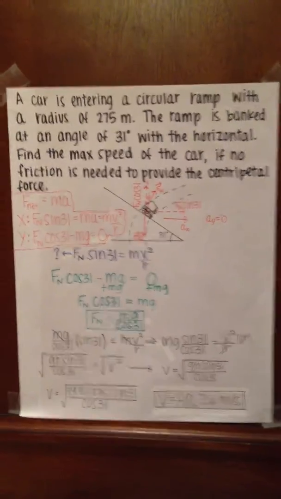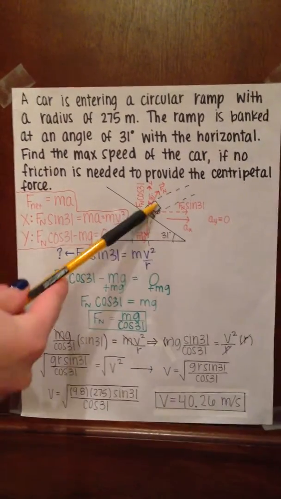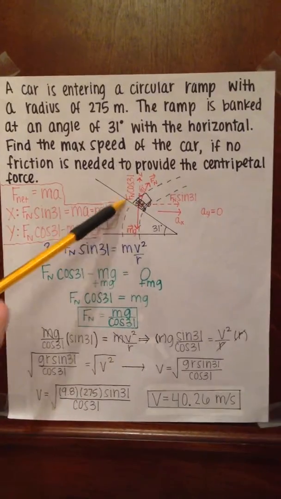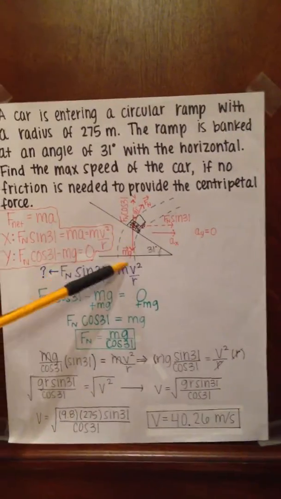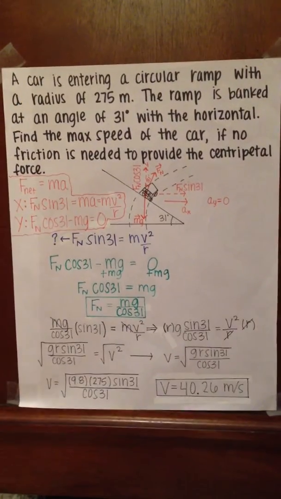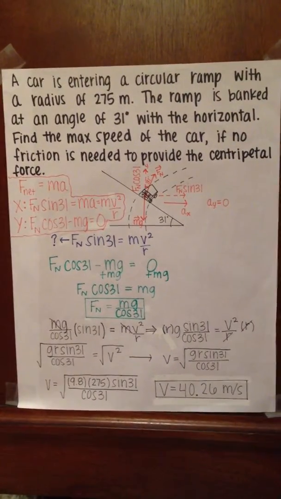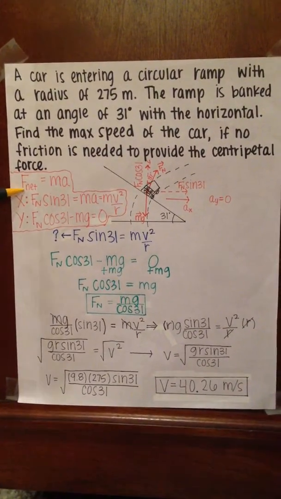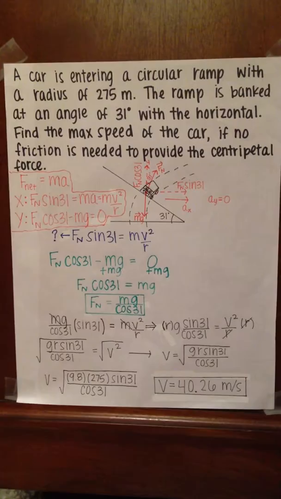So I drew my free body diagram to label, so I could show and label all my forces acting on the car. And you have mg going down and Fn going this way. And then I knew that to find the max speed, you have to use Fnet, Newton's second law, Fnet equals ma.